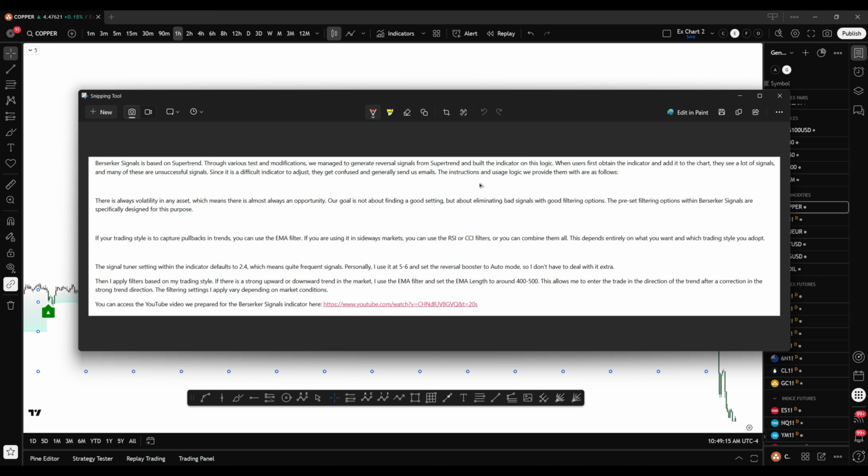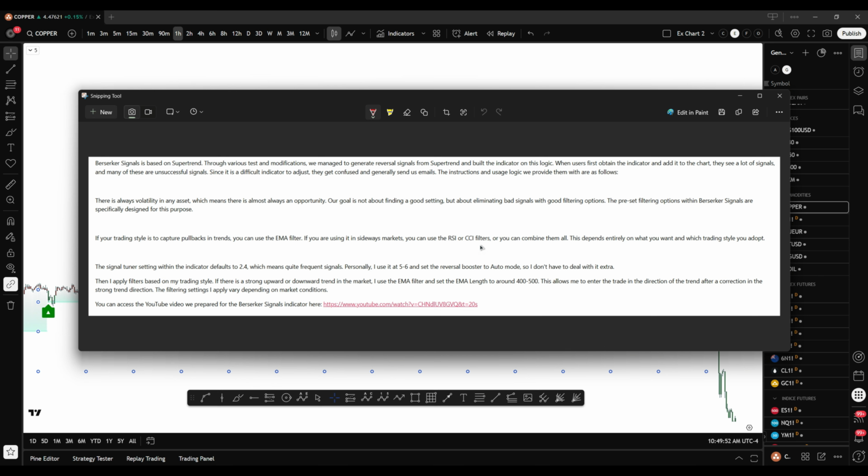The instructions and usage logic we provide them with are as follows. There's always volatility in any asset, which means there is almost always an opportunity. Our goal is not about finding a good setting, but about eliminating bad signals with good filters. The preset filtering options within Berserker Signals are specifically designed for this purpose. If your trading style is to capture pullbacks and trends, you can use the EMA filter. If you are using it in sideways markets, you can use the RSI or CCI filters.